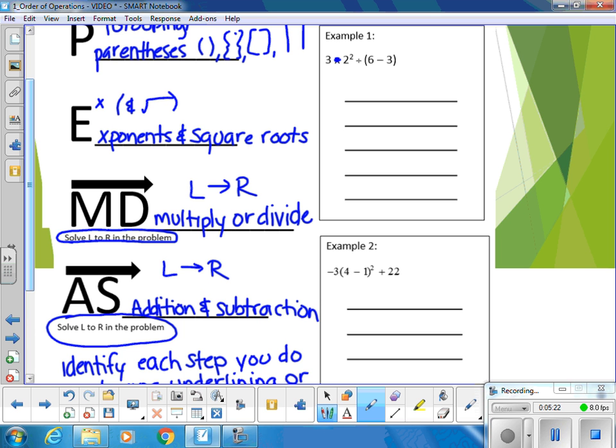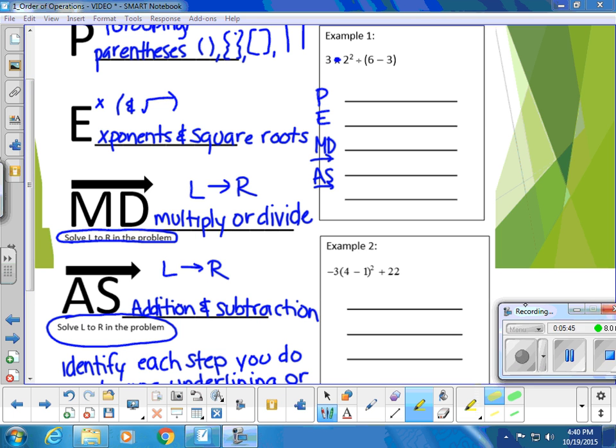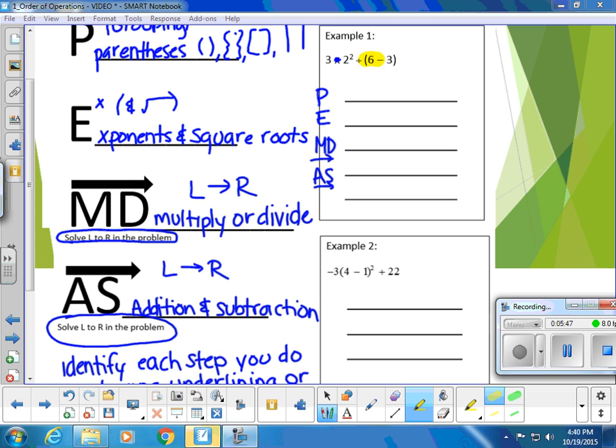So it should have 3 dot 2 squared divided by, in parentheses, 6 minus 3. Okay, I like to, as I'm solving these, put PEMDAS, which is that acronym that we use, to help me remember what to do first. So first is parentheses, so I'm going to highlight that this is what I'm doing first, and I'm doing 6 minus 3.